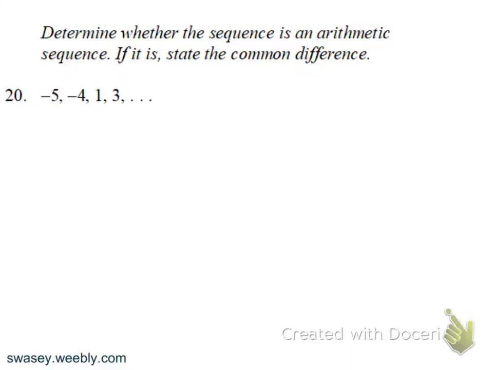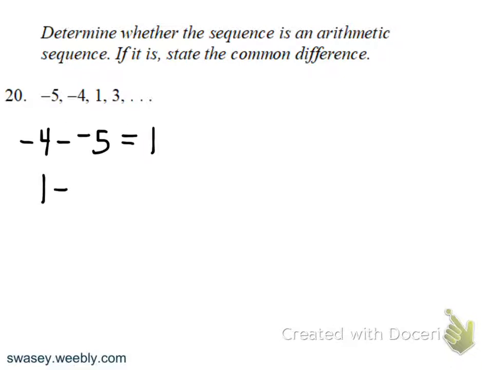Got to decide if this is an arithmetic sequence. So we'll take the second term, subtract the first. Negative 4 minus the negative 5 is the same as negative 4 plus 5, which is 1.